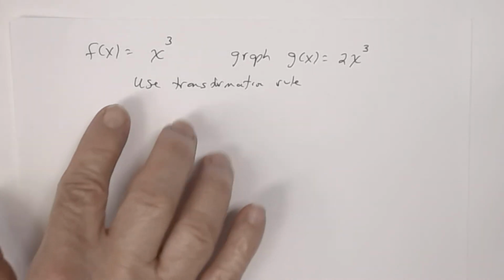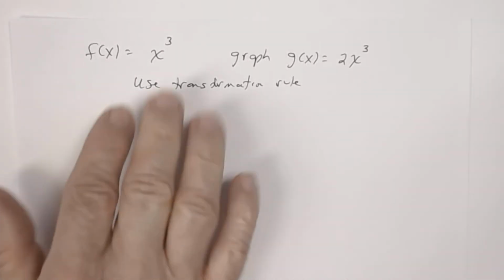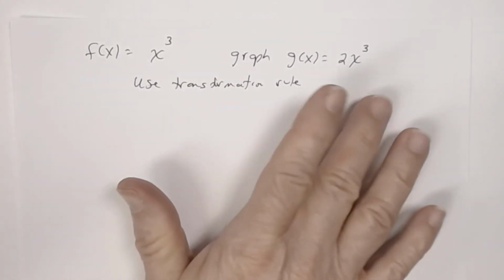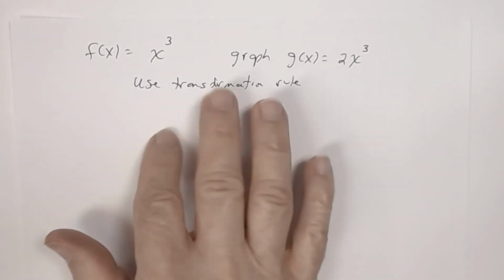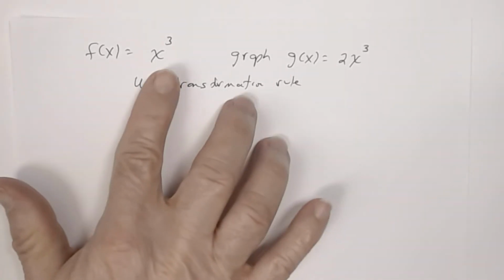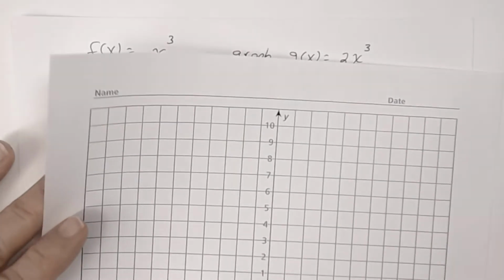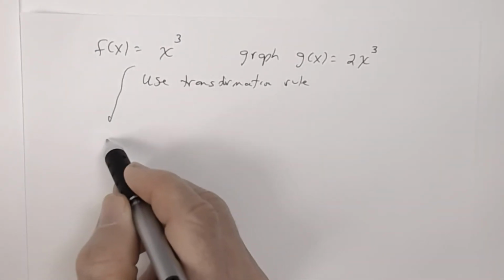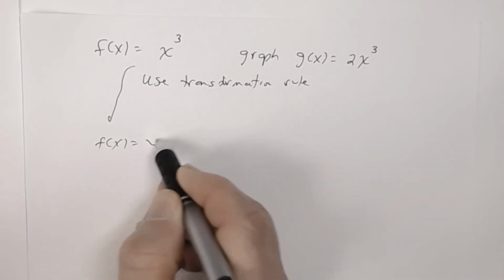So in this example, you're given that f of x is x cubed. So that's going to be our parent function. And we're going to graph g of x, which is 2x cubed. And you want to use our transformation rule to do that. Okay, so first of all, let's look at what x cubed looks like. All right, so here's x cubed. We're going to plot some points.